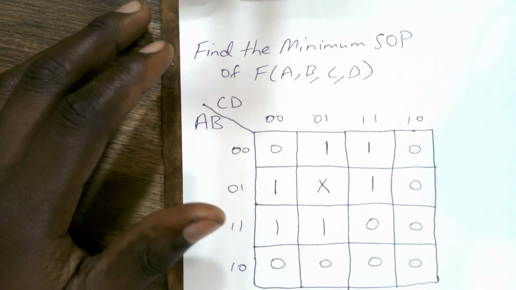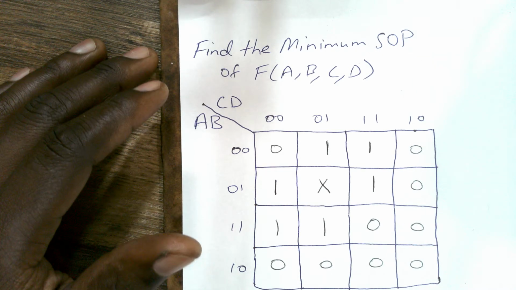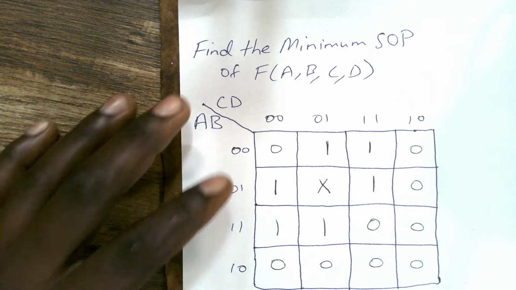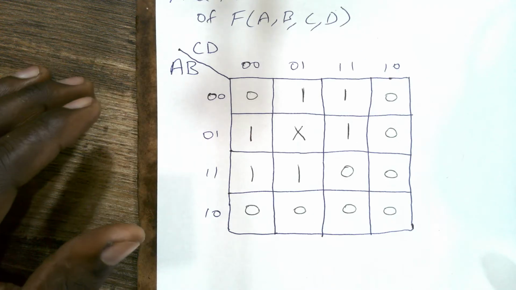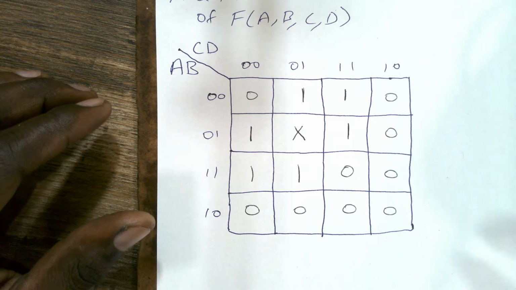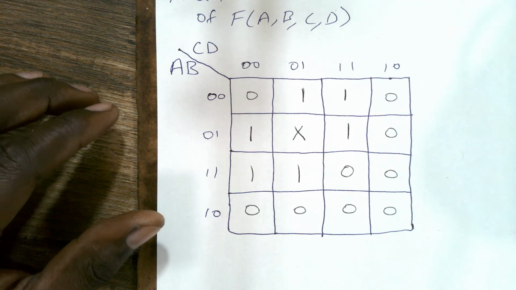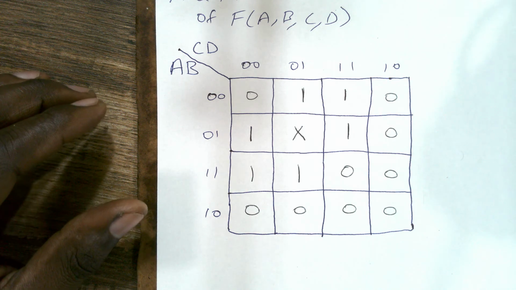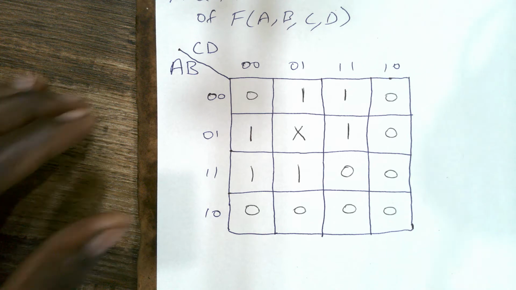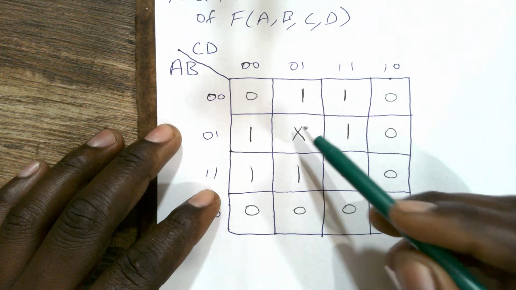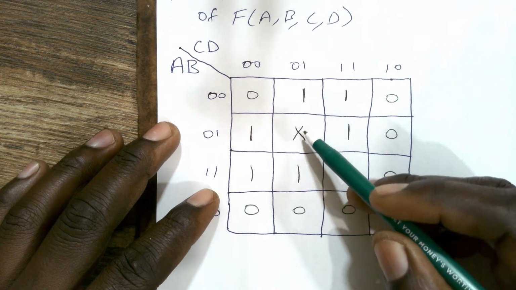Okay, so let's begin with solving this question. Find the minimum SOP of the function f(a, b, c, d). The Karnaugh map is given here. So the first thing we do is try to find the least amount of big circles of ones. Now, in this case, you have to notice that there is a don't care case, and that don't care case is here.